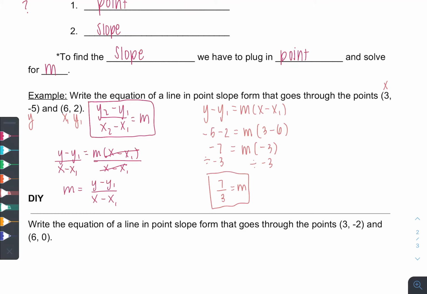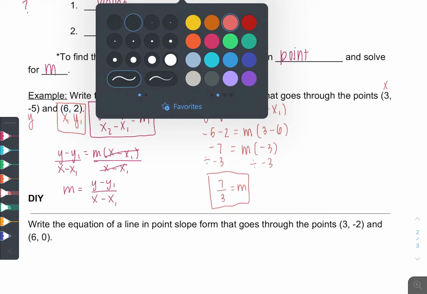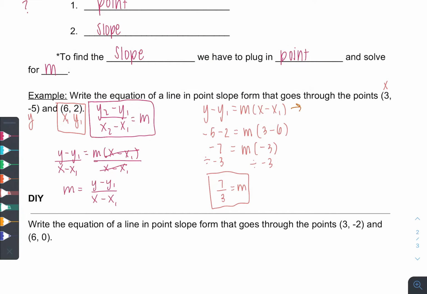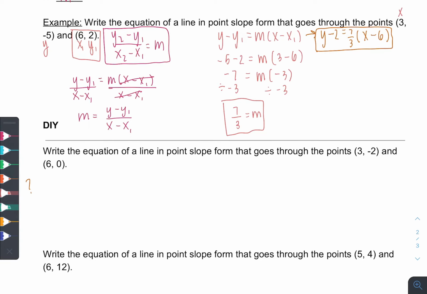Okay, so I have this, and then I have this, so I'm going to plug these into my point slope equation right here. So I'm going to have y minus 2 equals 7/3 times the quantity x minus 6. If you use the other point, it's still correct. It's just a different point. So this right here is our answer. All right, go ahead and do this next one on your own.